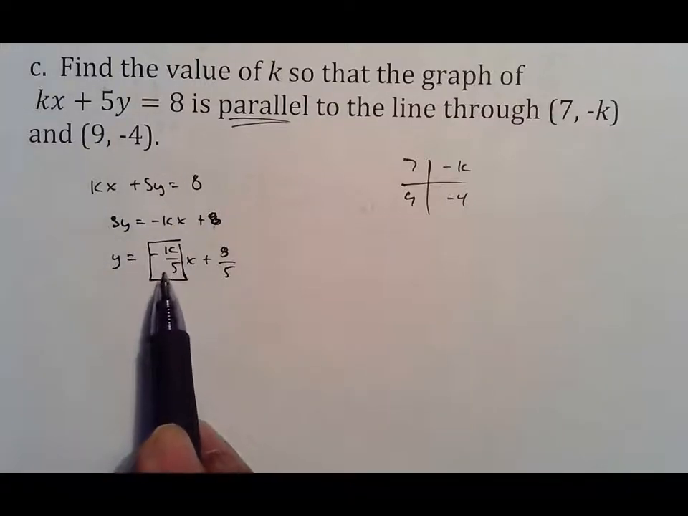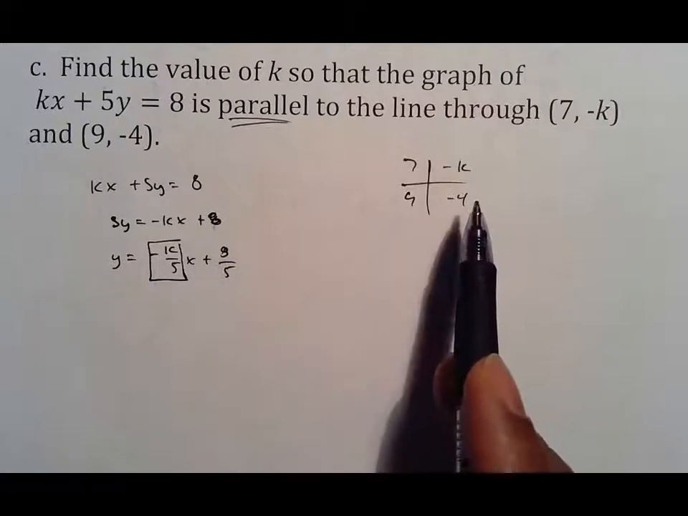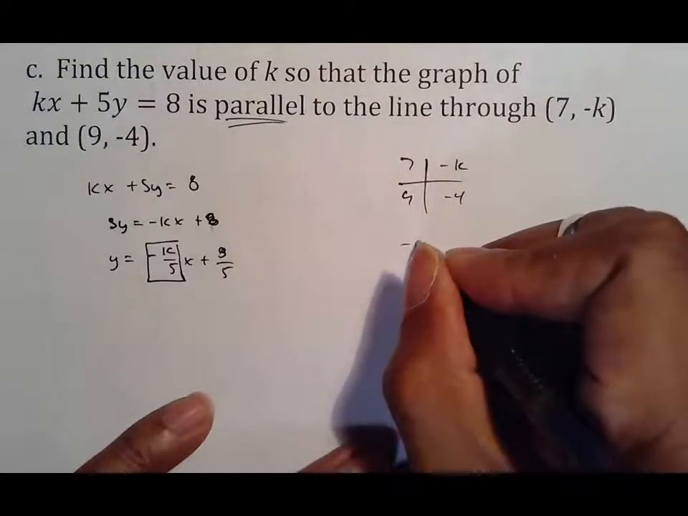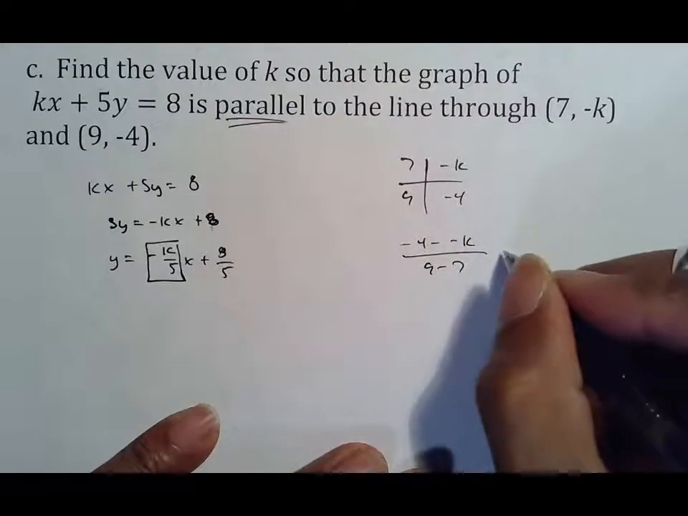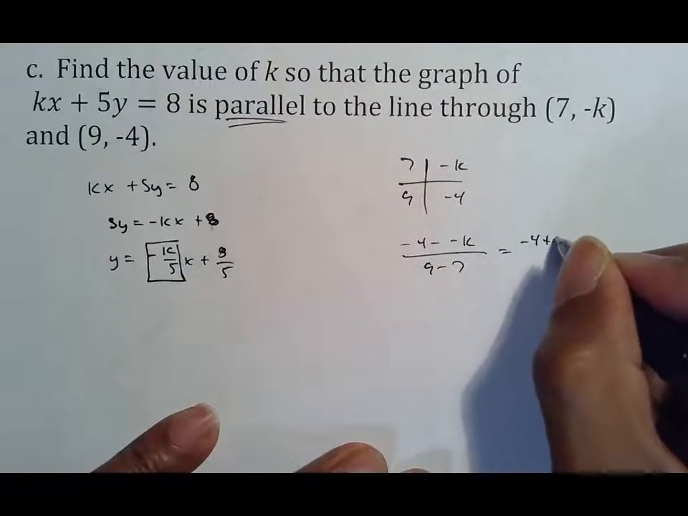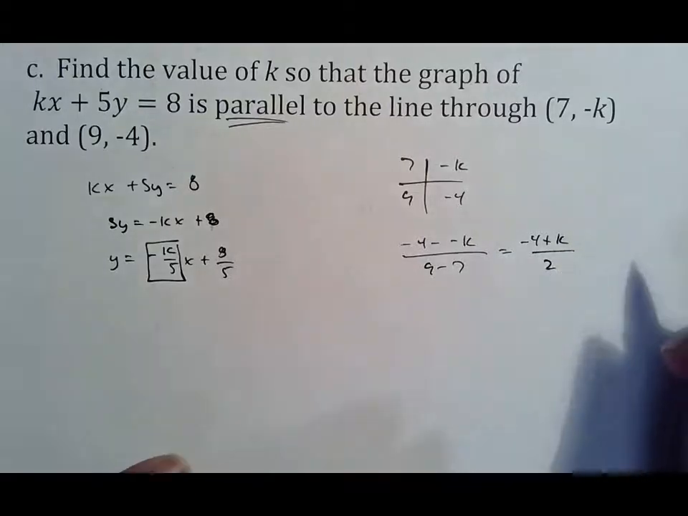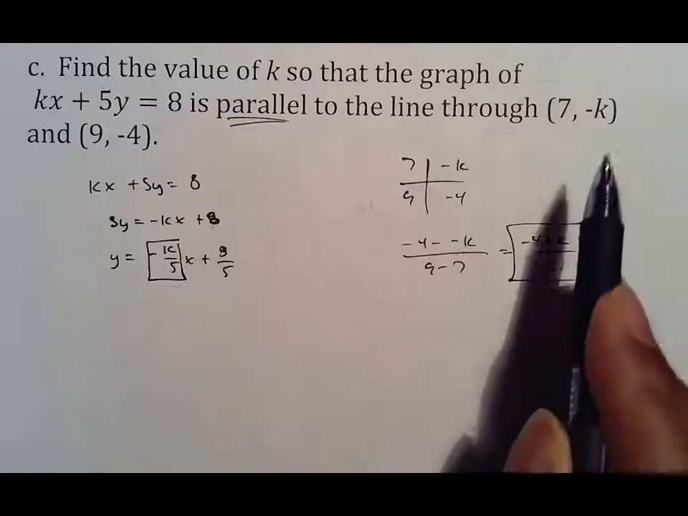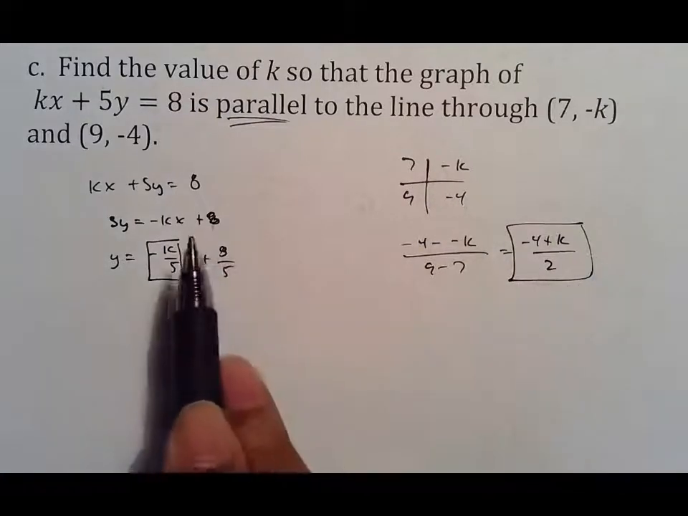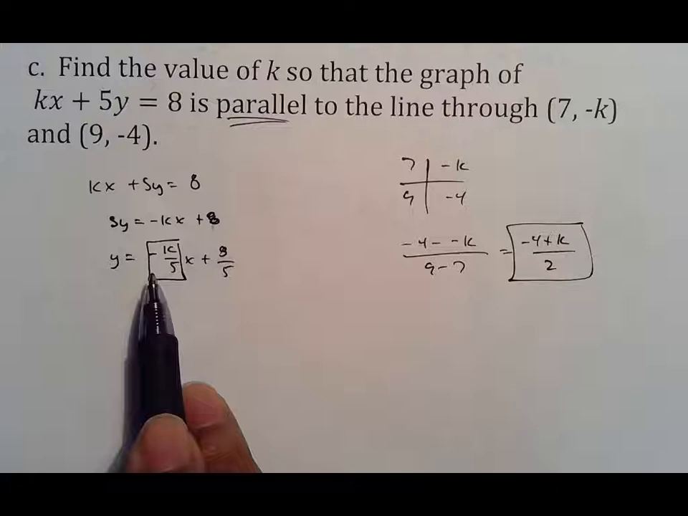I look at what's attached to x. To find the slope of this, I follow the format of the formula, which is negative 4 minus negative k over 9 minus 7, which is negative 4 plus k over 2. This is the slope of that formula. So here's the slope of the 2 points in the best form possible. Here is the slope of the equation.